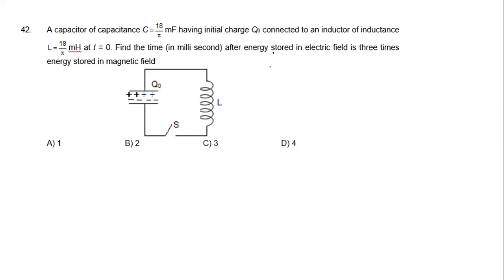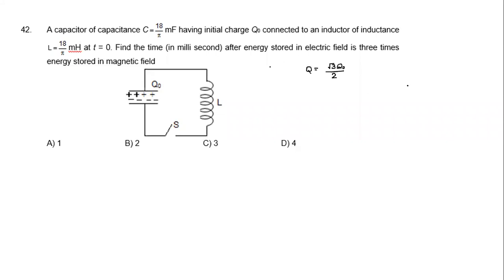Find the time after which the energy stored in the electrical field is 3 times the energy stored in the magnetic field. If the energy stored in the capacitor is 3 times, what has to be the charge? Which is pretty simple. Q has to be equal to √3 Q naught by 2. That's the time we want. And when would this happen? How much time does it take?